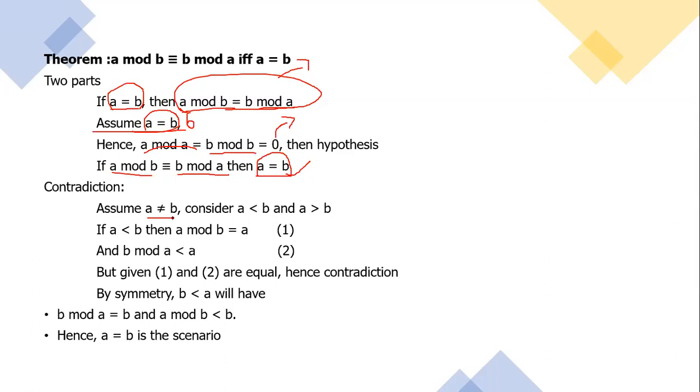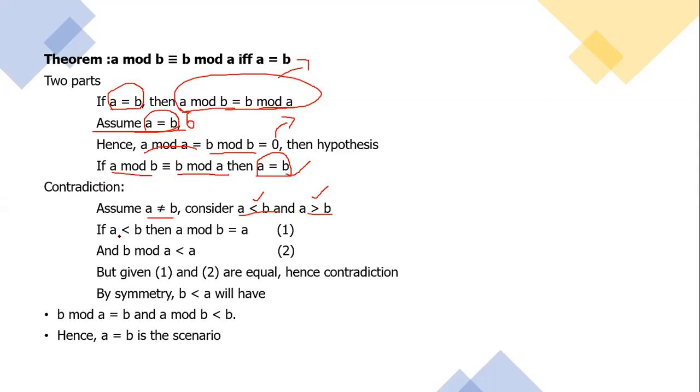Assume A is not equal to B. Once we have A equal to B, then only A mod B equals B mod A. But here I'm taking the opposite way: A not equal to B. What is the meaning? Maybe A is greater or B is greater, right? Both A and B are not equal, so A may be the greater value or B may be the greater value. So I can represent it as A less than B and A greater than B.